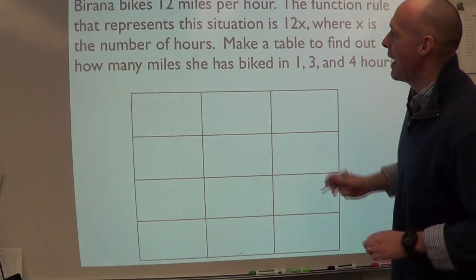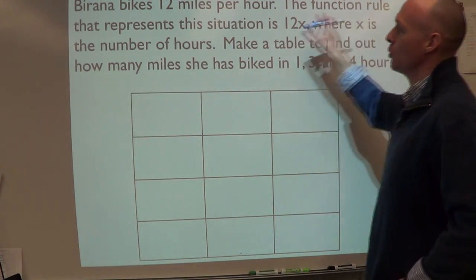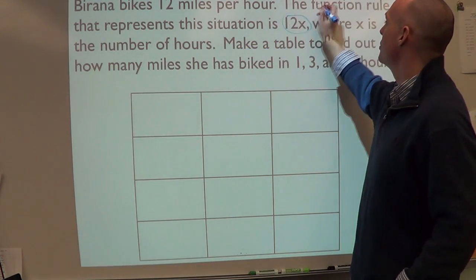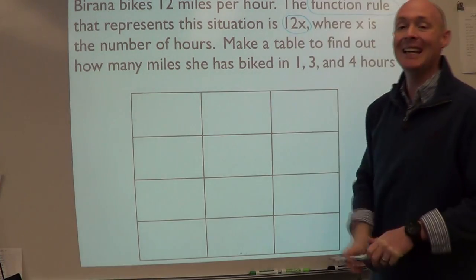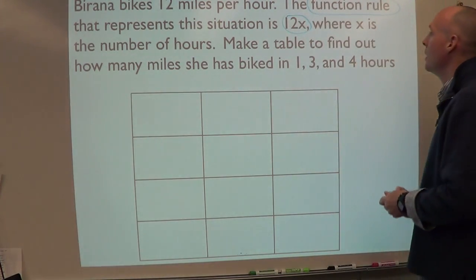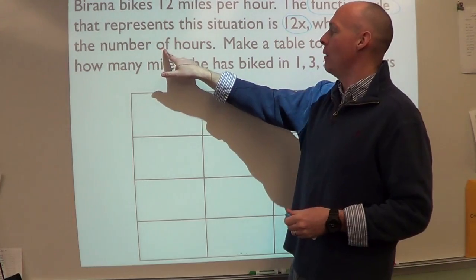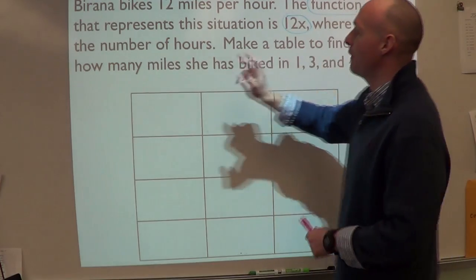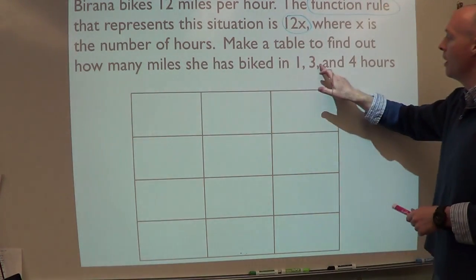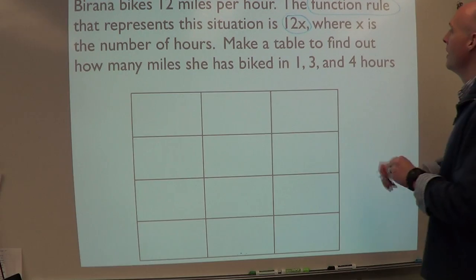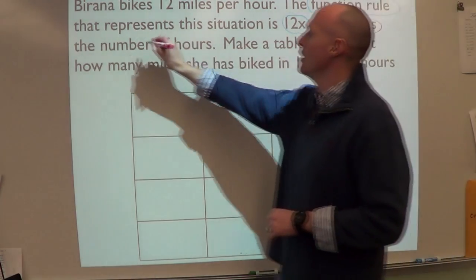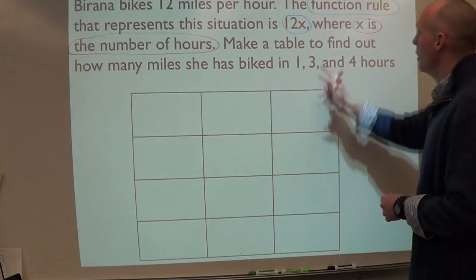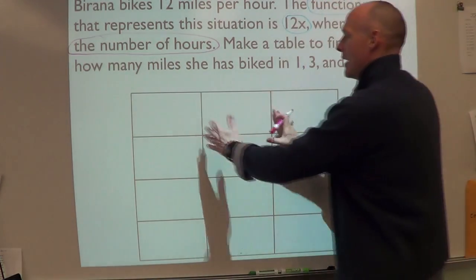Brianna bikes 12 miles per hour. The function rule that represents this situation is 12x. Ooh, that's my function rule. Key important information there. Where x is the number of hours. Okay. Make a table to find out how many miles she has biked in 1, 3, and 4 hours. Okay. So we also know that x is the number of hours. So that's important. So let's go ahead and start piecing together our table.